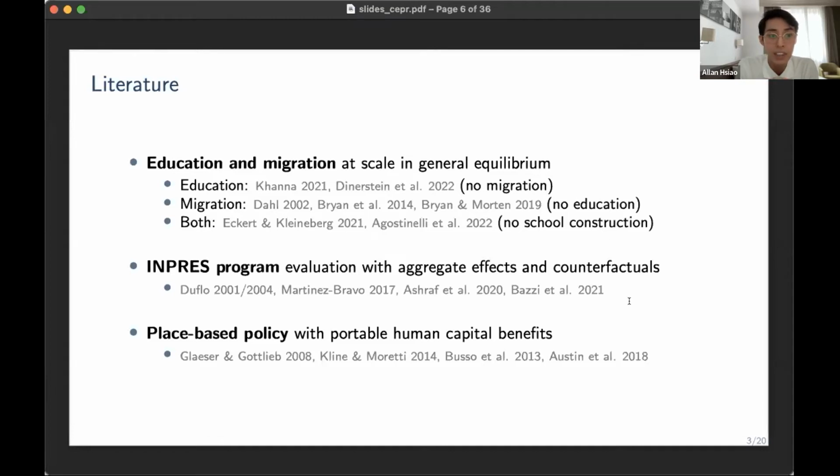And then lastly, I'm going to connect to this place-based policy literature. Where I'm going to differ a little bit is that normally in this literature, migration is going to water down the effects of investing in a given place. We also saw this in Dan and Rob's paper, where migration is giving rise to these negative spillovers via wages. Here, it's going to be exactly the opposite. Migration is precisely what is going to be generating the big gains from this targeted policy, because people are moving, and importantly, the benefits of that human capital are portable and they're taking it with them.